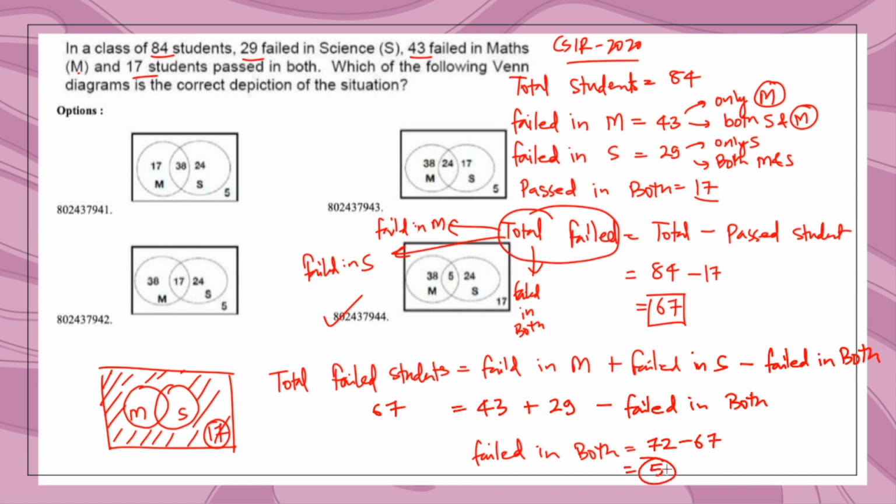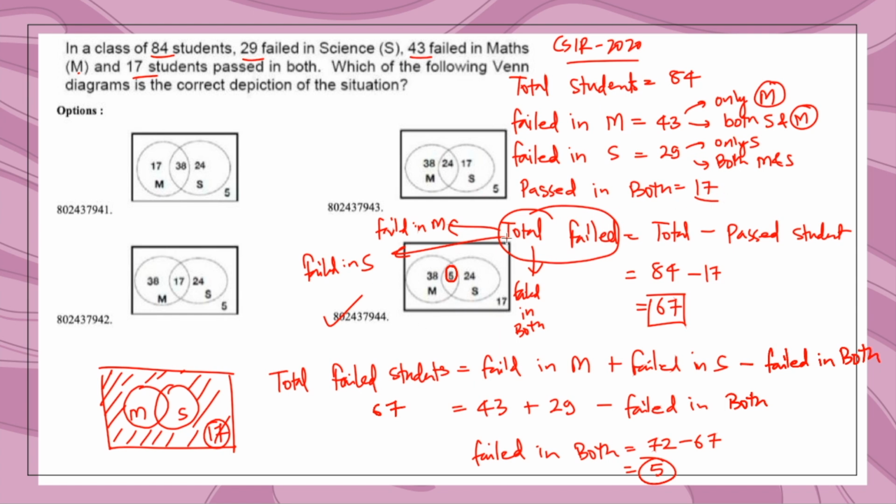So there are 5 students who failed in both, which is mentioned over here. So 5 failed in both the subjects. 38 are those who failed only in maths, because 43 were total who failed in maths. If I remove 5 which failed in both of them, 38 comes which are only failed in maths. Only failed in science are 24. Total were 29, 5 which were both, I subtracted from there. 24 from here. 17 those who passed in both.